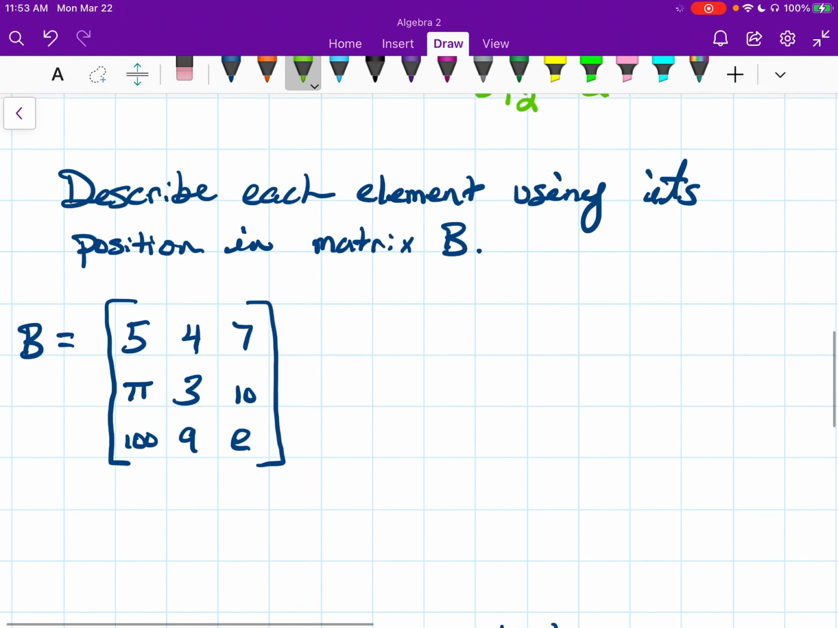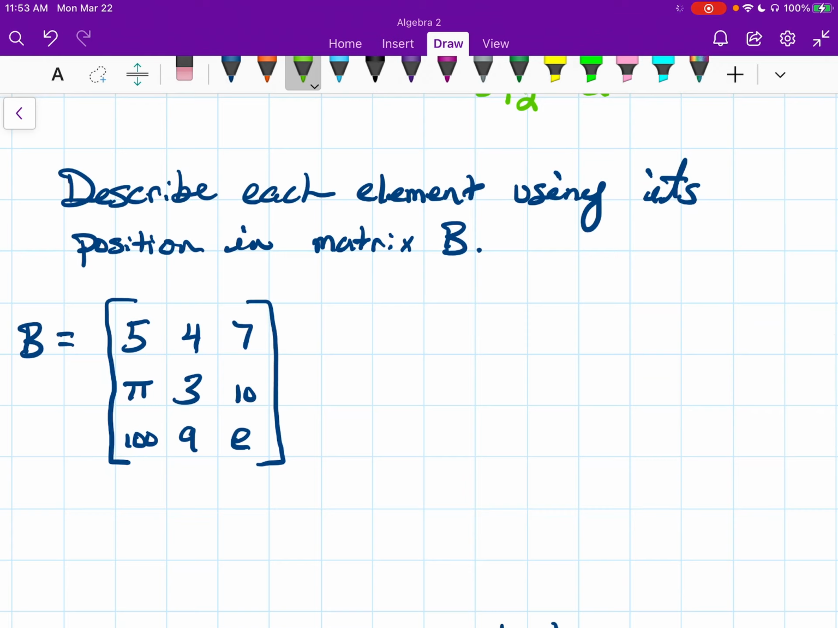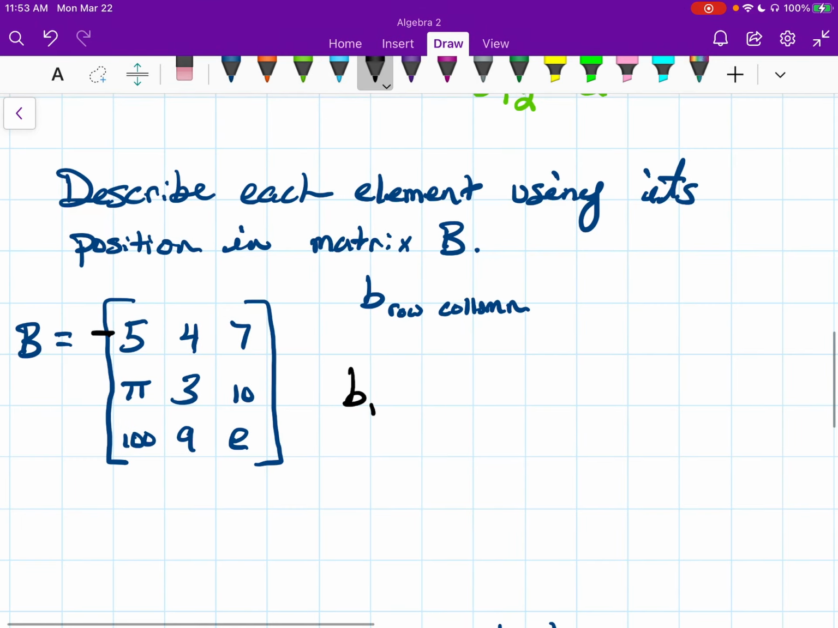All right. We're supposed to describe each element using its position in matrix B. Right? So there are 9 different elements in this matrix. Remember that this will be little b, and then it'll be row, and then column. All right, to help us remember. Let's do the first row first. I'll change to, maybe we'll do black. The first row, first column is equal to 5.